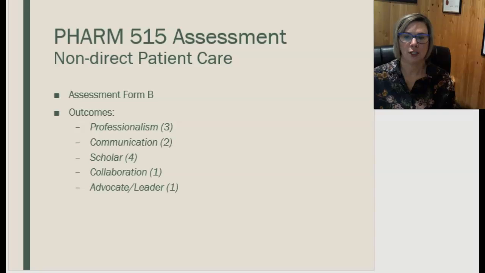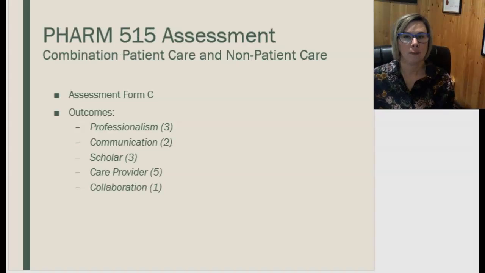For non-direct patient care placements, you will be assigned Assessment Form B, where you'll be asked to assess 3 outcomes in professionalism, 2 in communication, 4 in scholar, 1 in collaboration, and 1 in advocacy and leadership. For combination placements, the outcomes are, again, 3 in professionalism, 2 in communication, 3 in scholar, 5 in care provider, and 1 in collaboration.